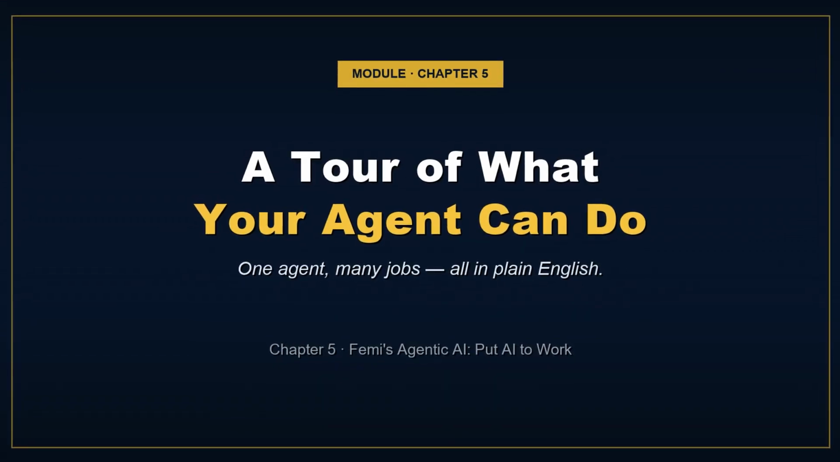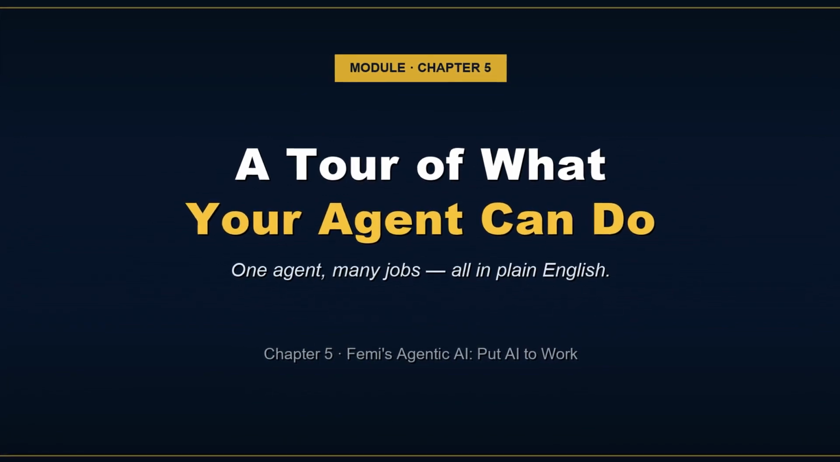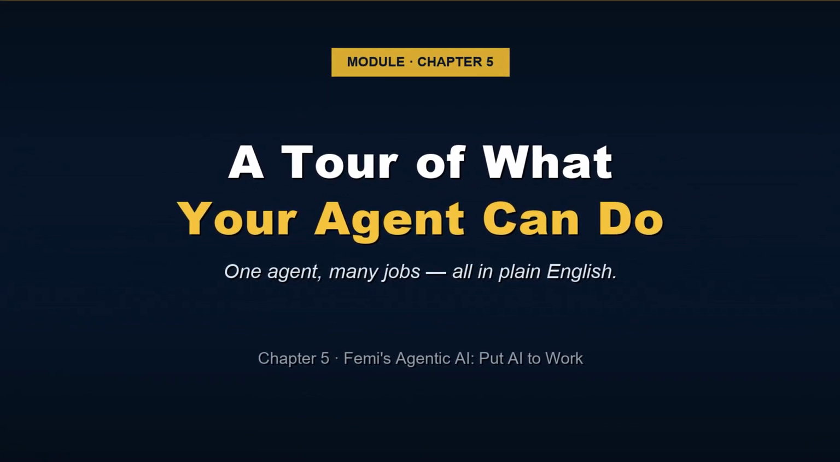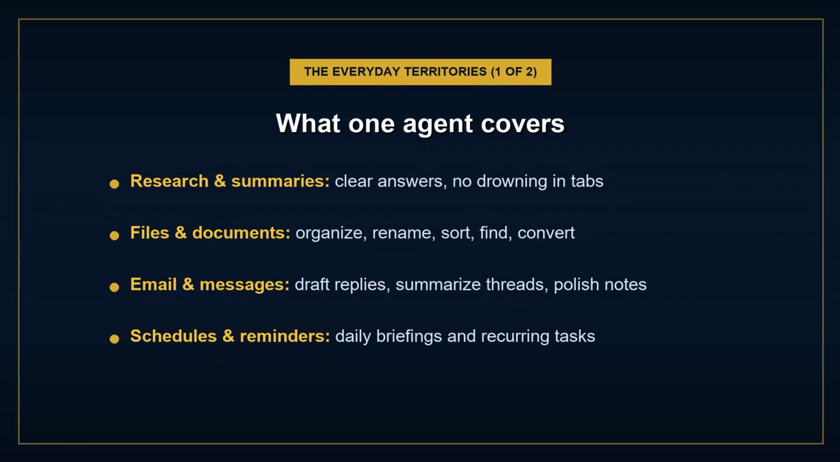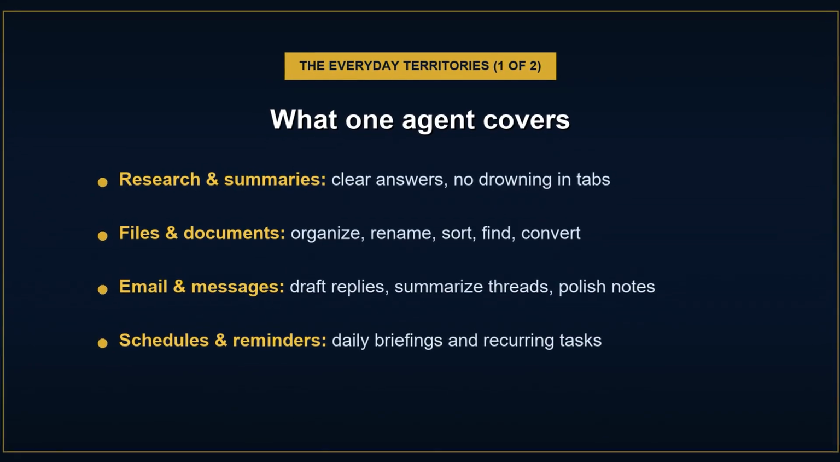Chapter 5. A tour of what your agent can do. A single agent handles many kinds of work. Here's the map, all of it driven in plain English. Here are the first 4 everyday territories.